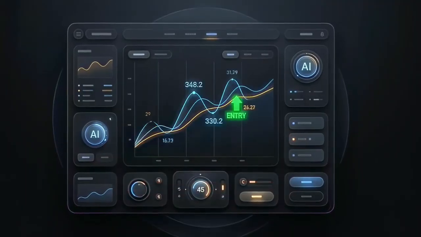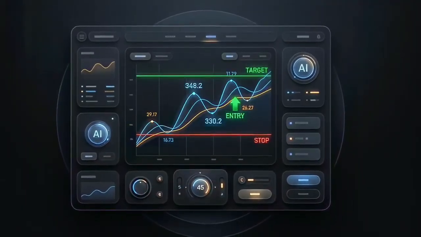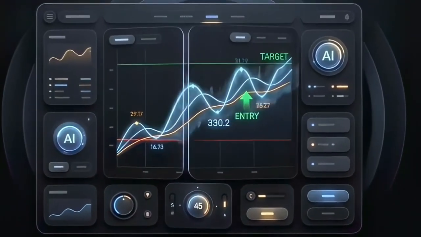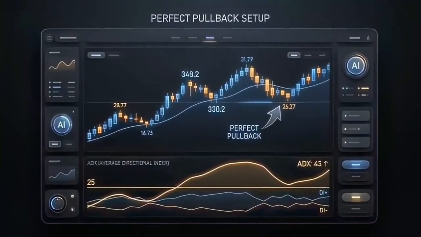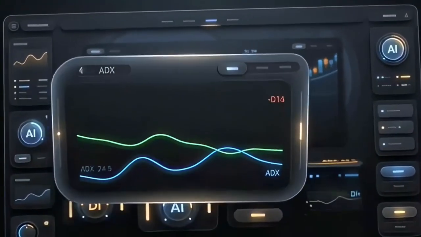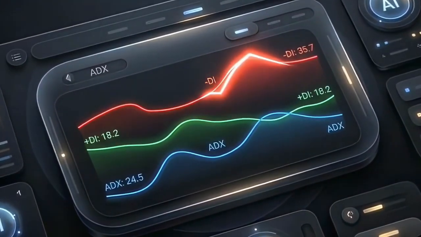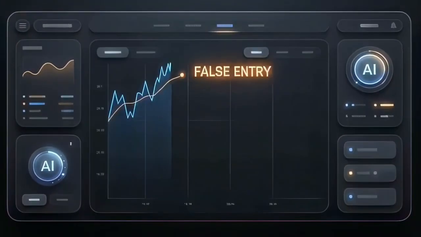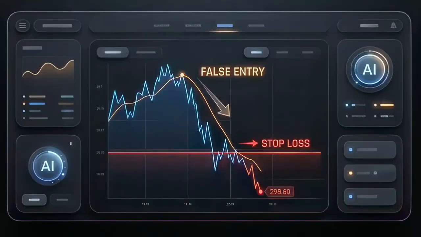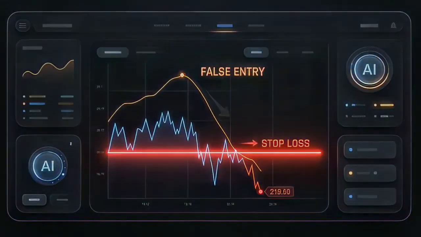Enter on the candle that closes back above the 18. Stop beneath the pullback low and target the prior swing high. And this is the mistake that defines the whole strategy. Seeing the index above 25, seeing a pullback, and entering without ever checking which directional line is on top. A strong reading with the wrong line on top is a strong downtrend. It will take your long trade happily.